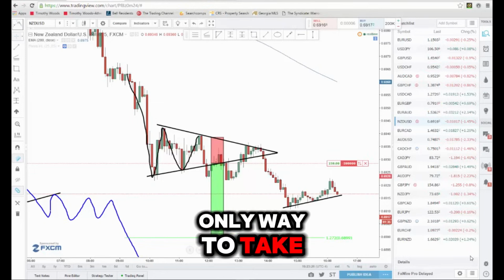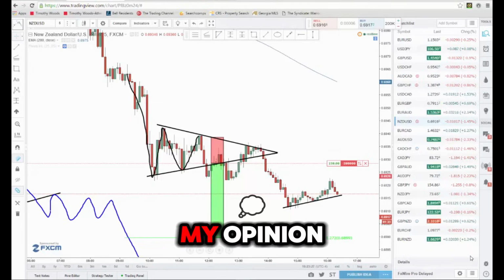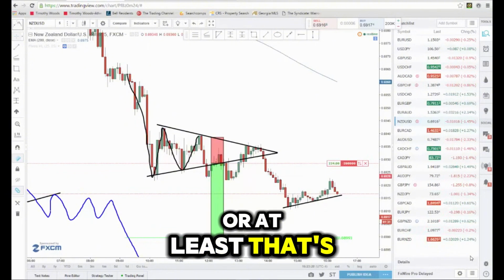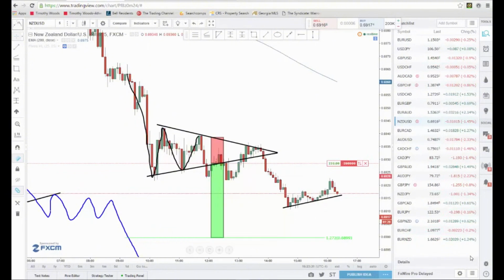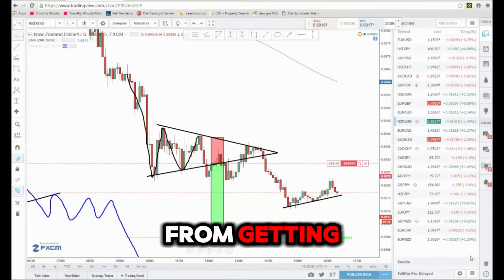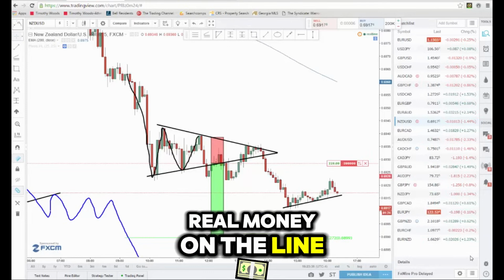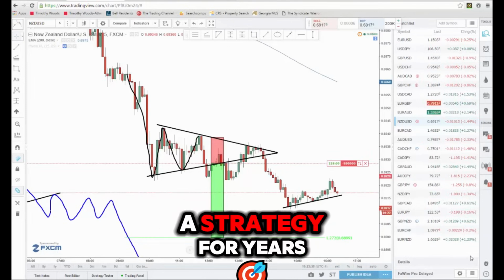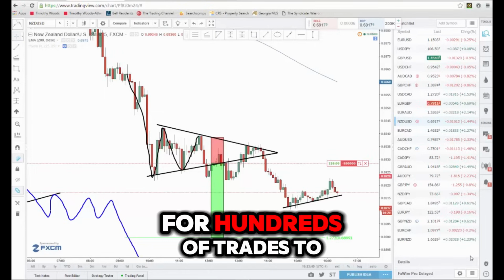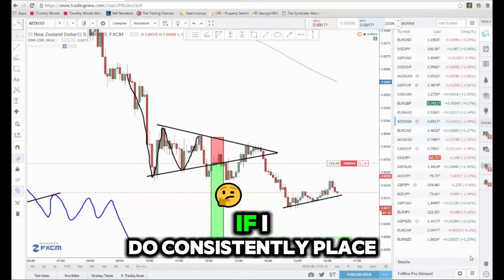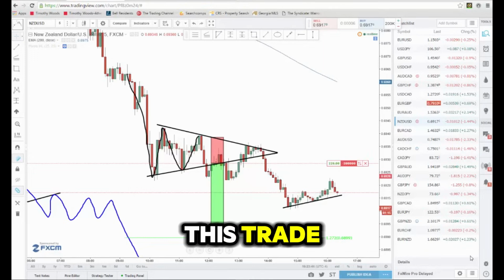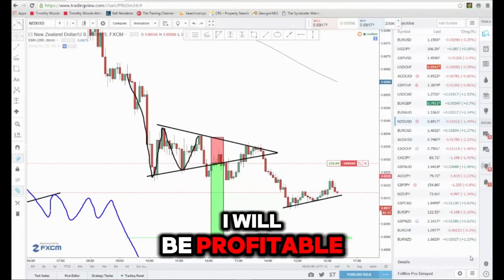Backtesting is the only way to take the emotions out of trading, in my opinion. Or at least that's been the case for my trading. I found no other way to keep myself from getting emotional once I had real money on the line, other than backtesting a strategy for years, for hundreds of trades, to see that if I do consistently place this trade in the same exact way, I will be profitable over the long run.